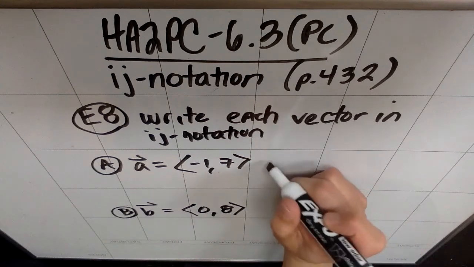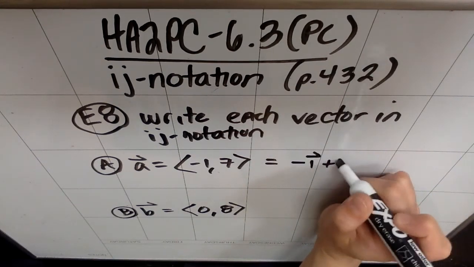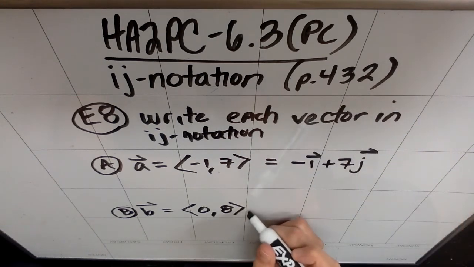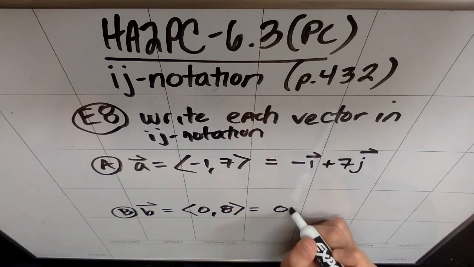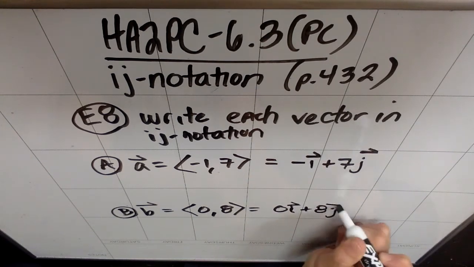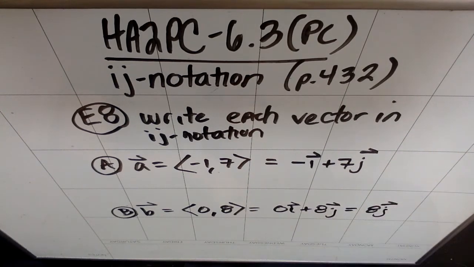So vector A could be written as -i or -1i, that's fine, plus 7j. And j is also a vector. Vector B could be written as 0i plus 8j, or if you wanted to, because it's a 0i, you could just call this 8j. So that's how we could switch something between IJ notation and component form. They're the same concept, just a different way to write the same stuff.